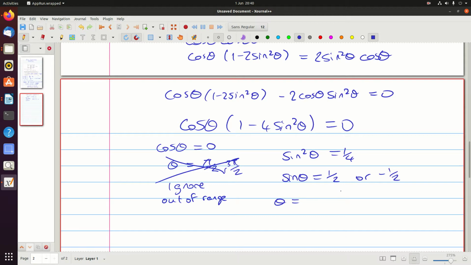In which case theta is, right, let's do this. That will give you pi over 6 because it's 30 degrees. 180 minus, well, that's 5 pi over 6. We'll check all these with a range in a second. For minus a half, you're going to get minus pi over 6. And then you can do pi minus pi over 6, which is 7 pi over 6. And if you check carefully, every single one of those values is in the range.